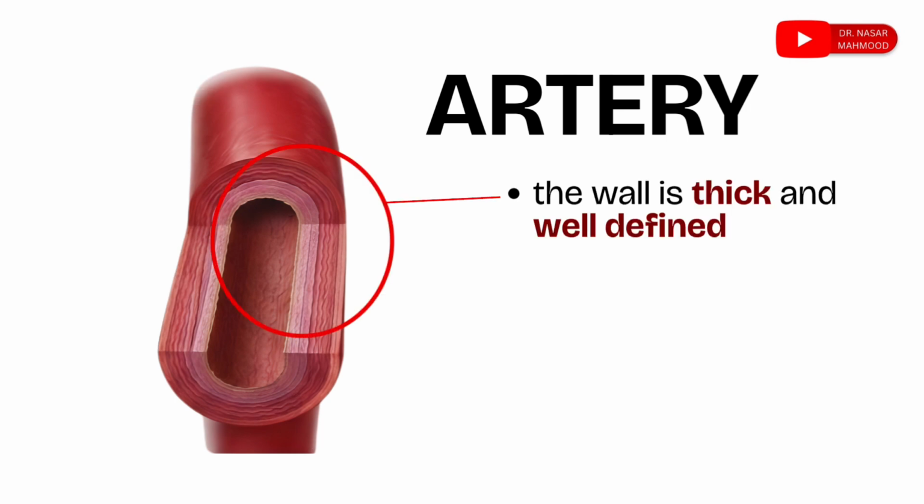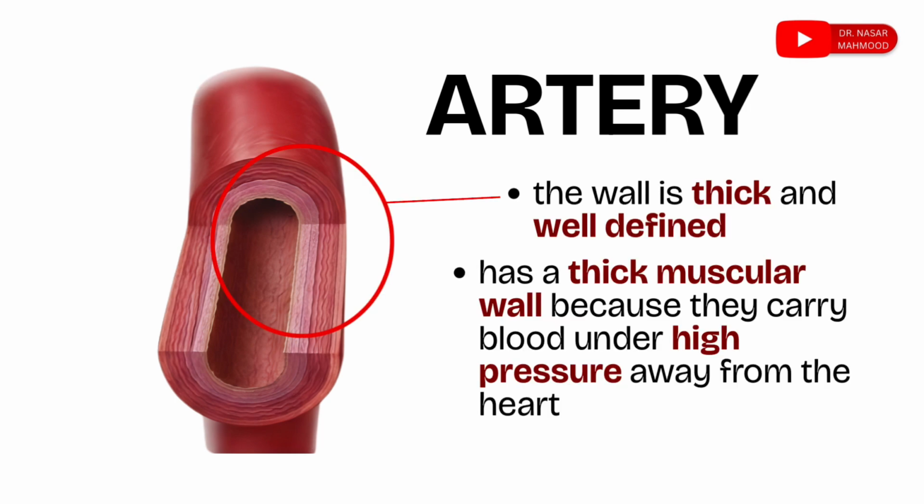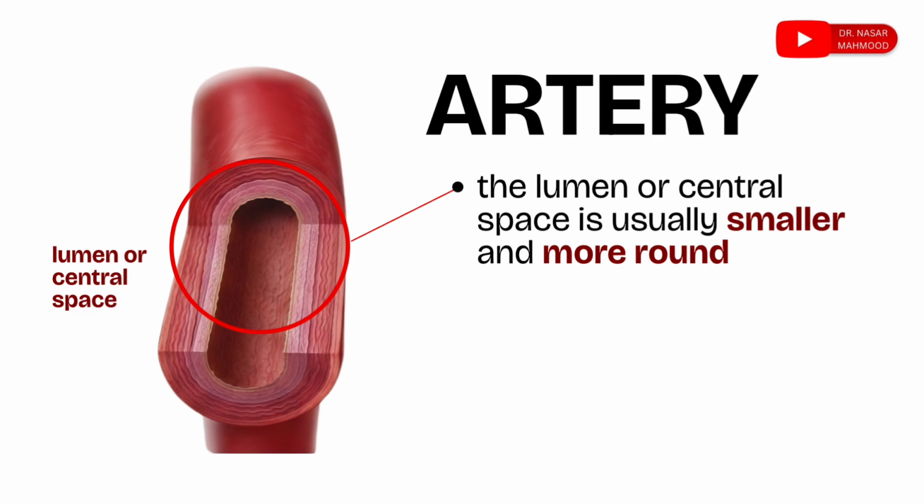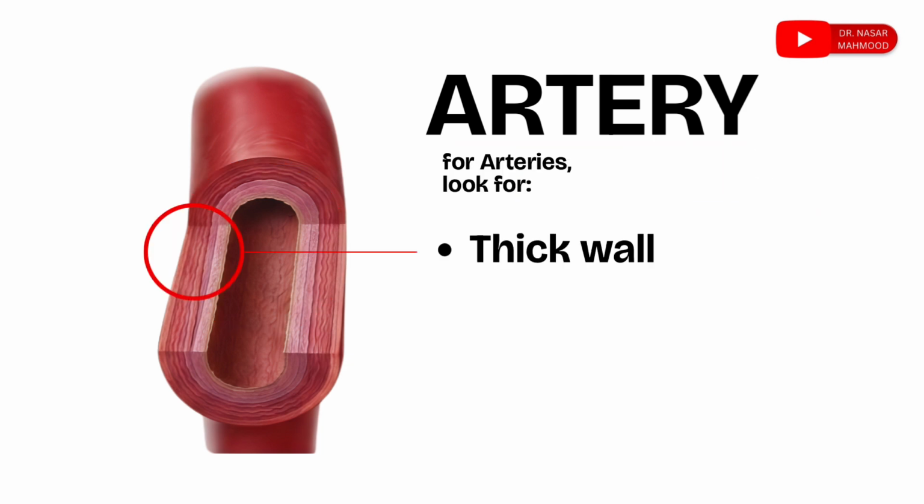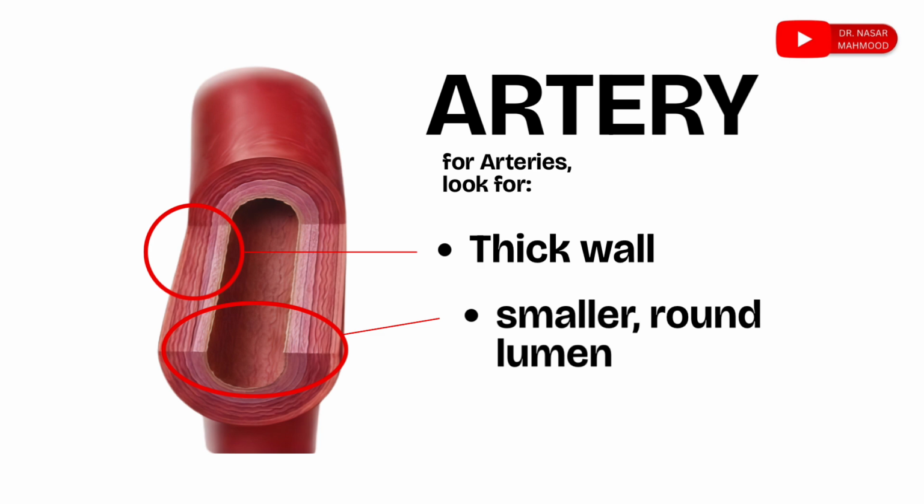An artery. If you look at this vessel here, notice the wall is thick and well defined. Arteries have a thick muscular wall because they carry blood under high pressure away from the heart. The lumen, or the central space here, is usually smaller and more round. So for arteries, look for thick walls and small round lumens.